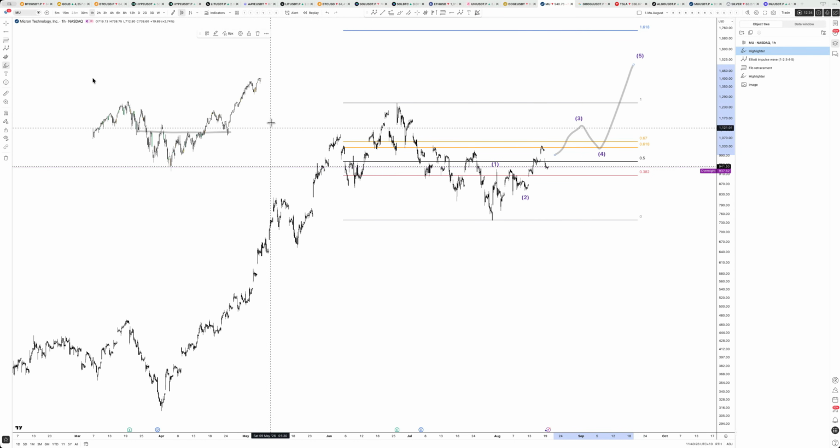That fractal is common on a few of them, a few of the stocks. We have very similar alignment. So I'm going to leave that, guys.